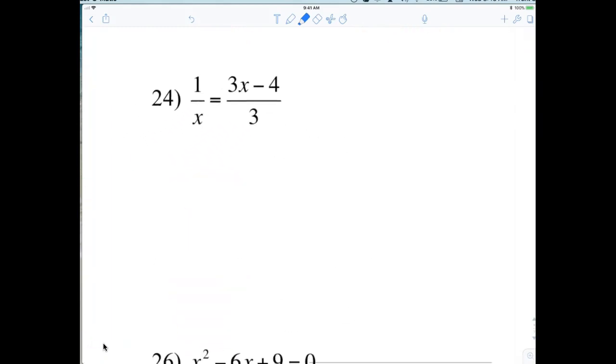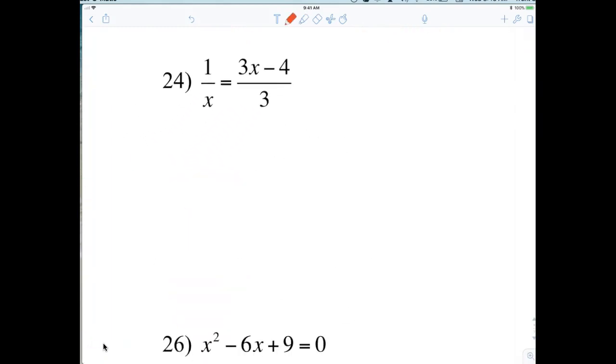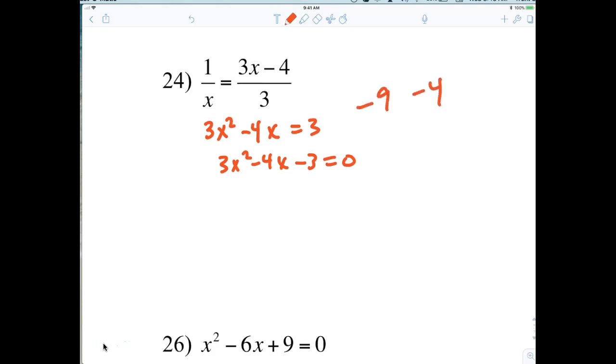All right. 24, cross multiply. So I end up with 3x squared minus 4x equals 3, right? Very good. And then 3x squared minus 4x minus 3 equals 0. Now multiply the first times the last. Negative 9 and negative 4. Are there factors of negative 9 that make negative 4? No. So it's just a quadratic, right?